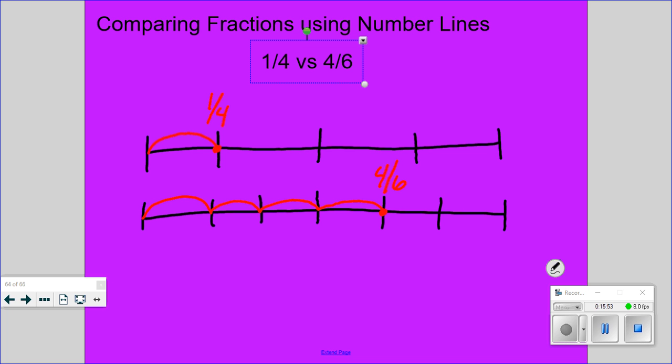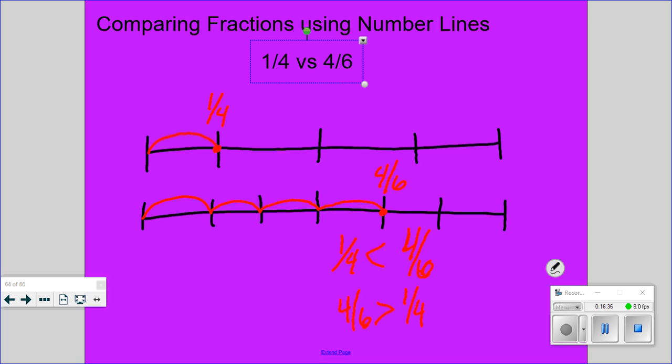What do we figure out from that? Michael, what do we figure out? 4/6 is way bigger, so I could write this as 1/4 is less than 4/6. Or I could write 4/6 is greater than 1/4. Either is correct. 1/4 is less than 4/6, or 4/6 is greater than 1/4. Clayton? They are not equivalent. Yeah, they are not equivalent. They are not equal.